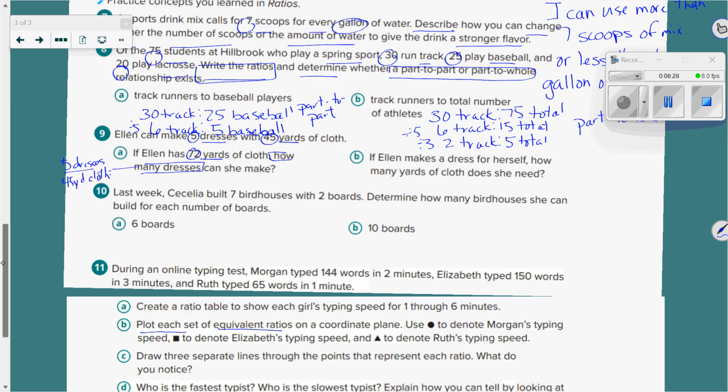And I know I need to do 72 yards of cloth. Can I go from 45 straight to 72? No. Can I simplify 5 and 45? Yeah. Guys, sometimes you're going to need to step back before you can go forward. In this case, I'm going to divide both these by 5. So that's going to give me 1 dress and 9 yards. Can I go from 9 to 72? Yeah. So here's where I'm going to show that work. Now I'm going times 8. So I do 1 times 8. 8 dresses. So you can make 8 dresses.